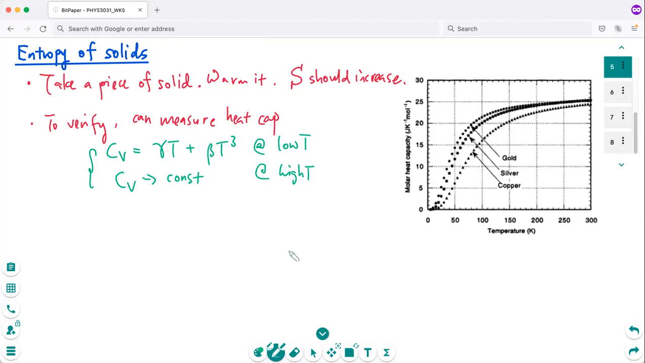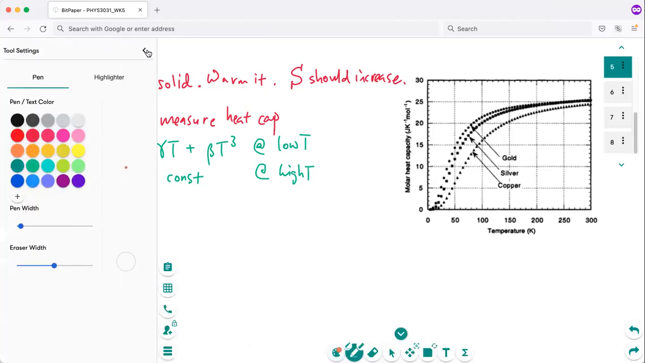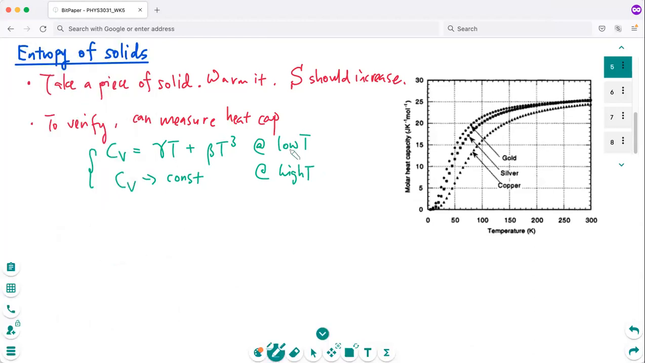This is the result from solid state physics. What do I mean by high and low? You have to choose an energy scale to compare with. Low temperature means that the temperature is much lower than a temperature scale, which we call the Debye temperature. And high temperature is much higher than the Debye temperature. For a typical solid, this is of the order of a few hundred Kelvin.